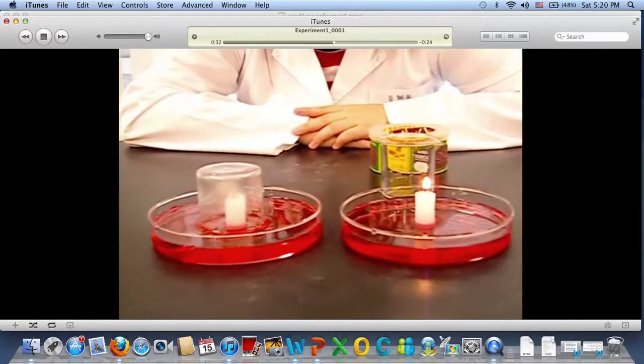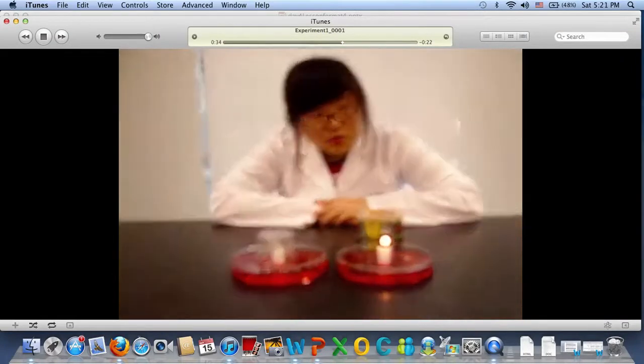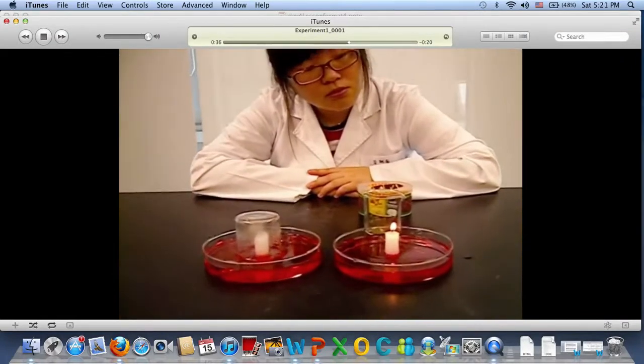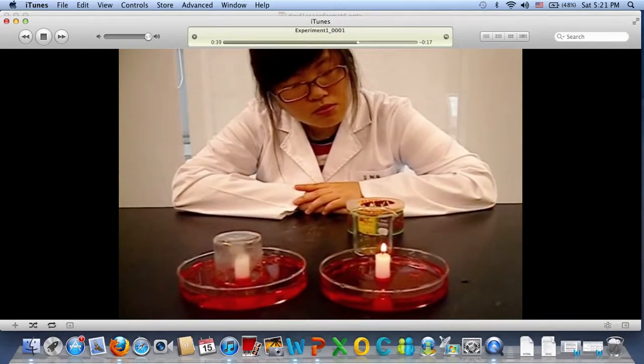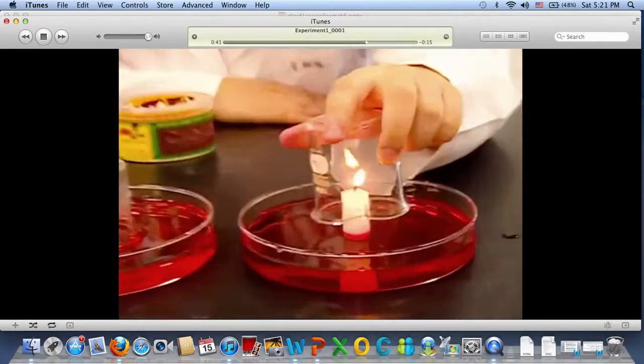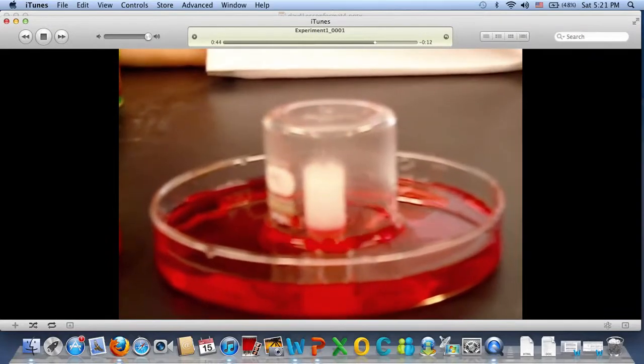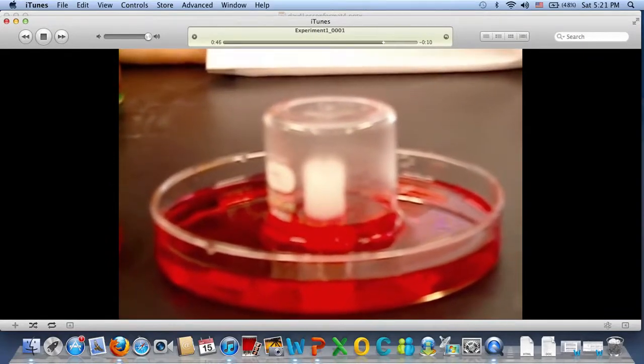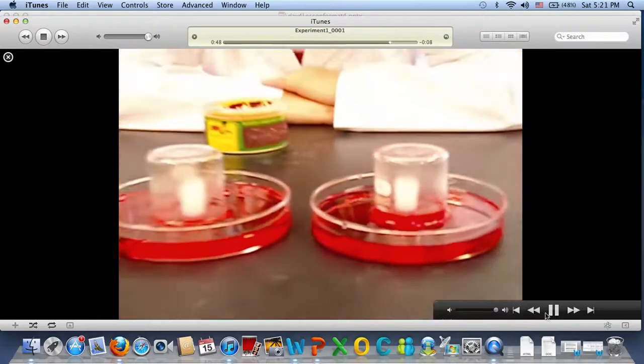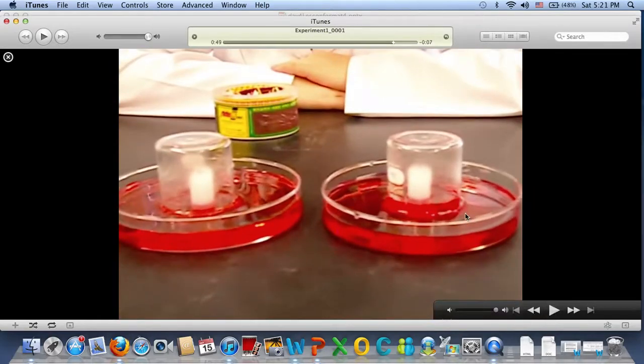Okay, then after that, she seems to be sleeping. And then, yep, she's covering the candle, and then the fire goes out, and the water level goes up. And then see, when you compare these two water levels, can you explain why the water level is different in these two beakers? Explaining.